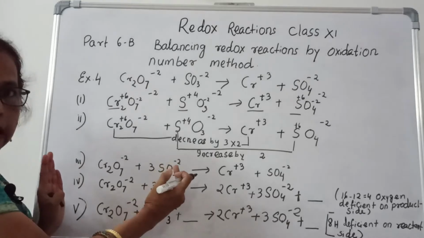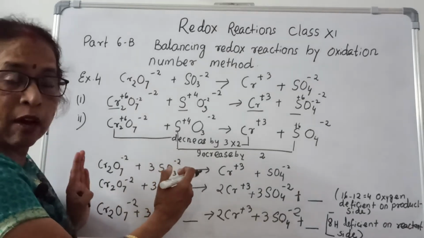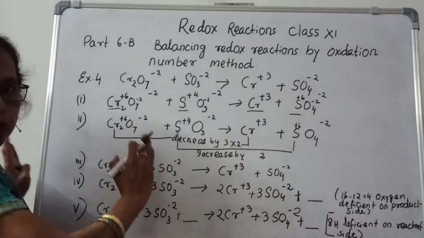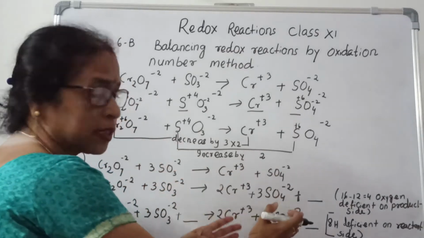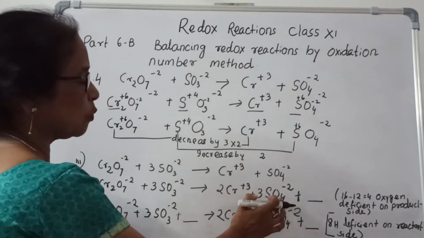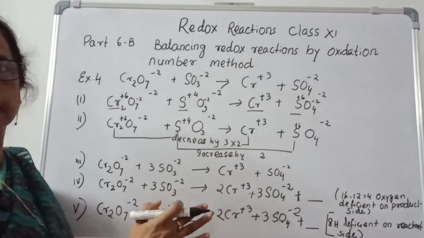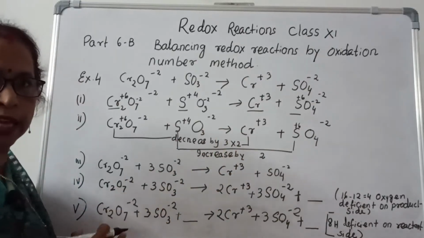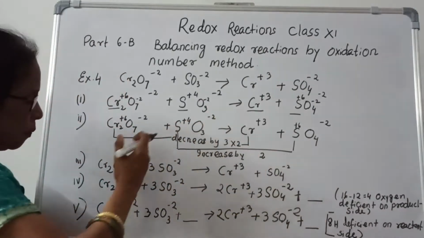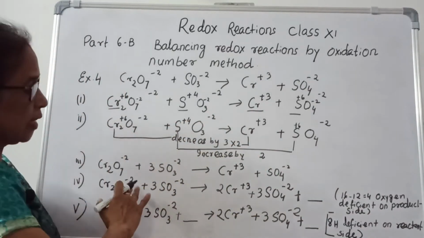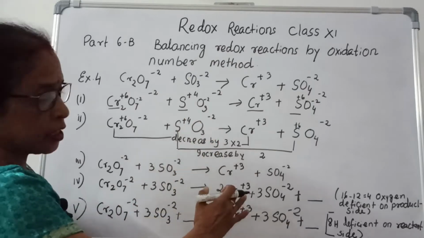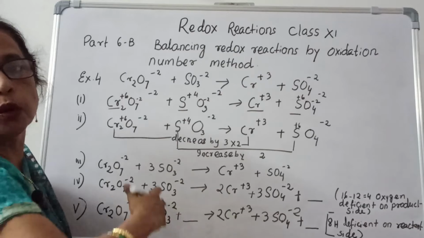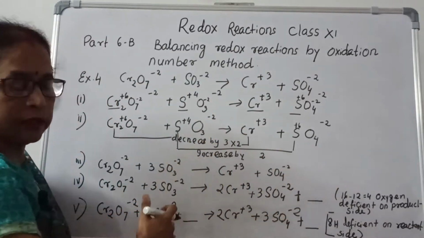This side, reactant side, the oxygen number how much? That is 16. 16 number of oxygen present on the reactant side. On the product side, only 3 into 4, 12 oxygen present. Now tell me, which side is deficient in oxygen, the reactant side or product side? This side 16 oxygen, this side 12 oxygen. So how many oxygen deficiency? 4 oxygen. Which side? This side.